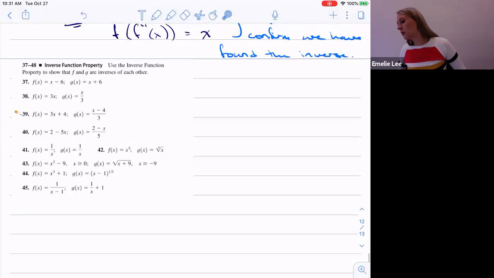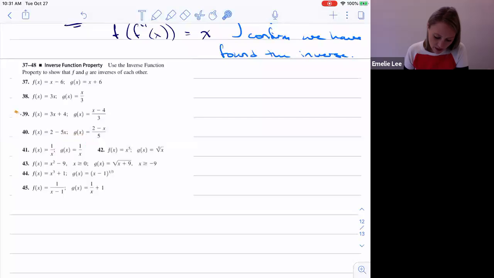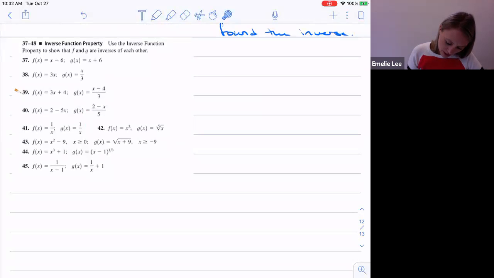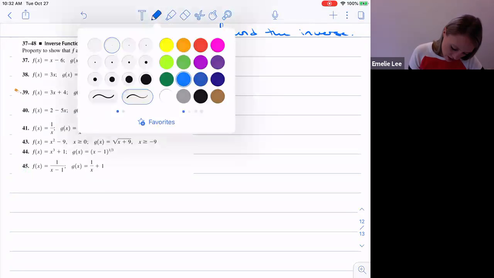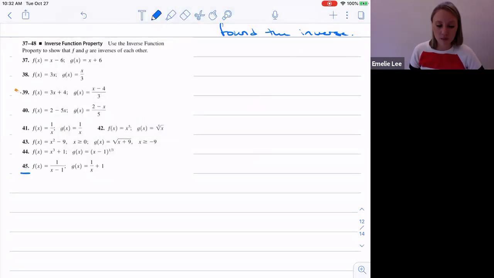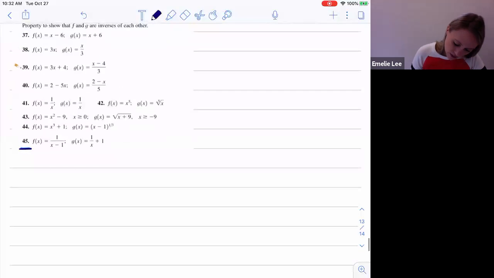So here, use the inverse function property to show that f and g are inverses of each other. So here, we're given f and its inverse g, right? And then vice versa. So f is the inverse of g and g is the inverse of f. So they'll always have that kind of flip-floppy relationship. So let's see here. Let's do 45 just for a bit of a challenge, because we already know we have to do function compositions.